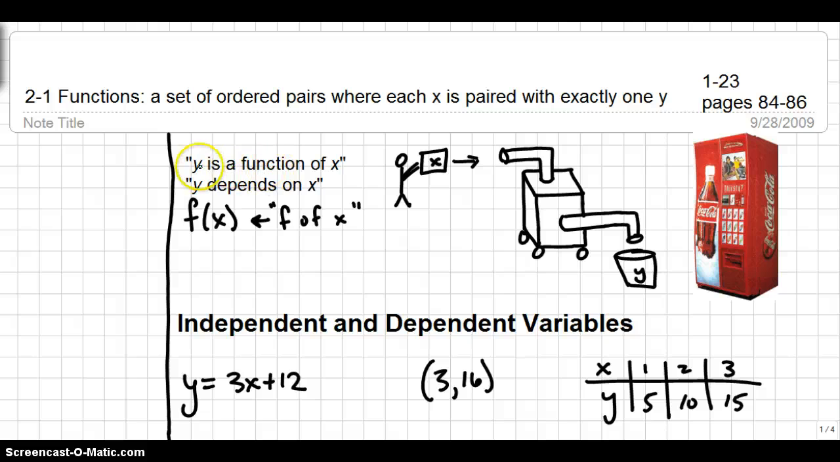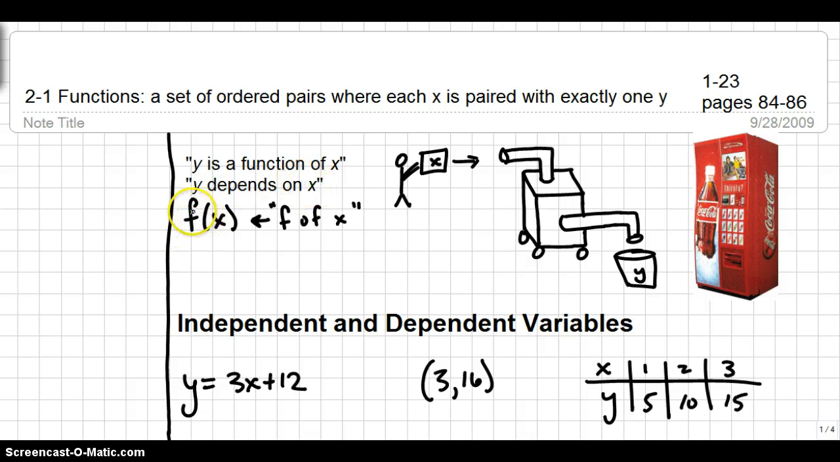When you're working with a function, there's an independent and a dependent variable, and it's very important that students understand which is which. The independent variable is the one that goes into the machine or into the equation. Something happens to it within the machine or within the equation, and then an output or a dependent variable is spit out. So when the y depends on x, that's telling you that the y is the dependent variable and the x is the independent one.